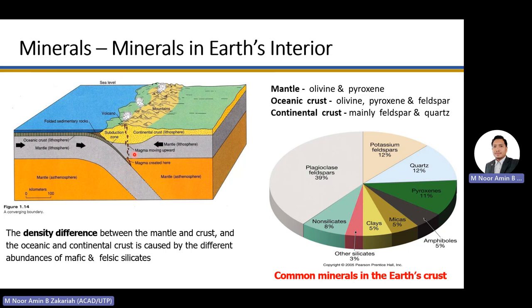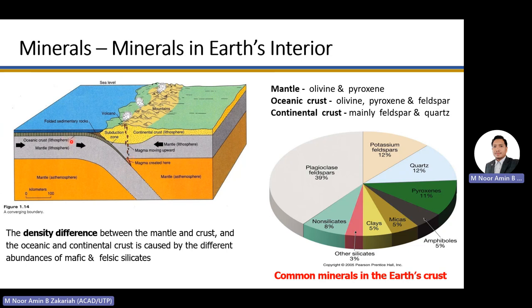So the common minerals in Earth crust are olivine, pyroxene, feldspar, and quartz, where olivine and pyroxene are the mafic type of silicate, while feldspar and quartz are the lighter or felsic type of silicates. However, the relative abundance of these minerals varies between the two types of rocks. For example, olivine and pyroxene are the most abundant minerals in mafic rock, while feldspar and quartz are most abundant in felsic rocks. The different abundance of these minerals is what gives the two types of rocks their different properties such as density and also strength.